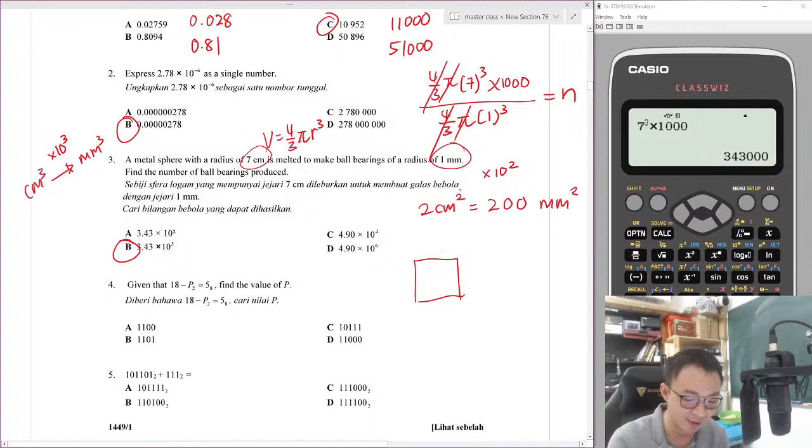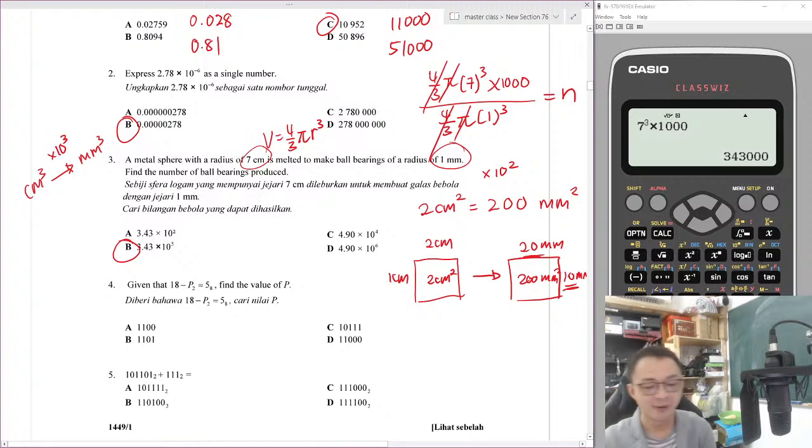If you don't believe me, okay, let's see what happens like this. In order to get 2 cm square, let's say this is 2 cm multiply 1 cm. So the area is 2 cm square, right? So if I change it into mm, 2 cm will become 20 mm, isn't it? 1 cm will become 10 mm, right? So therefore this area is 20 times 10, which is 200 mm square, isn't it? Same idea goes to the volume, right?